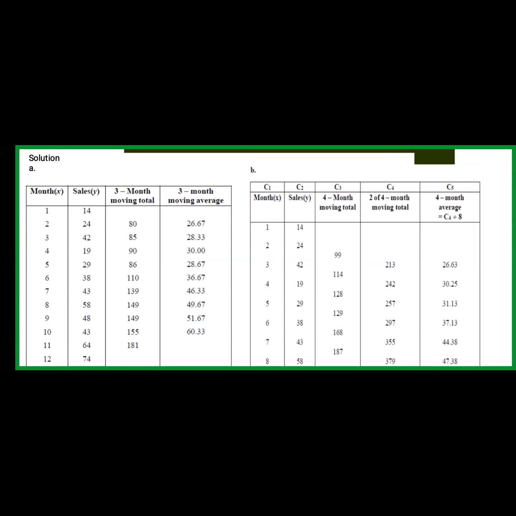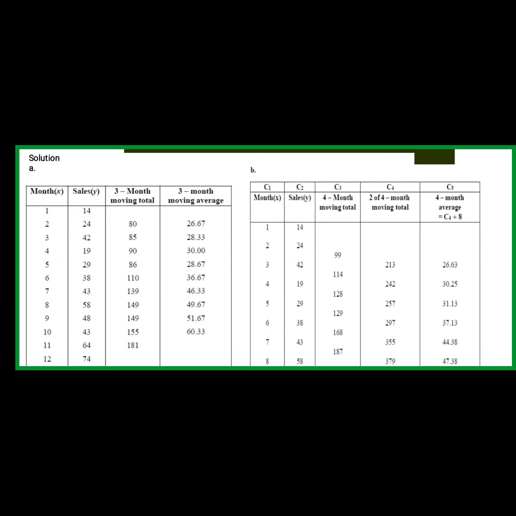Let's come to the third column, which is C3. We say it is 4 months moving total. 99, it is how many months moving total? You know, we added 4 figures together. We are still doing total. We've not reached average, right? Yes. Do you agree with me? Exactly. So we added 4 figures together. 14 plus 24 plus 42 plus 19 to give us what? 99, right? Yes. And it is 4 moving totals. We added 4 numbers together too to give us what? 114, right? Yes.